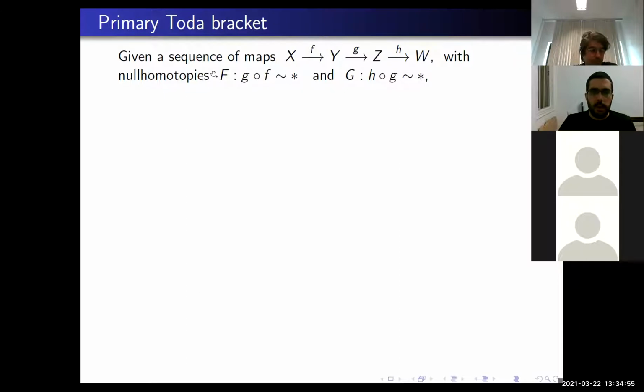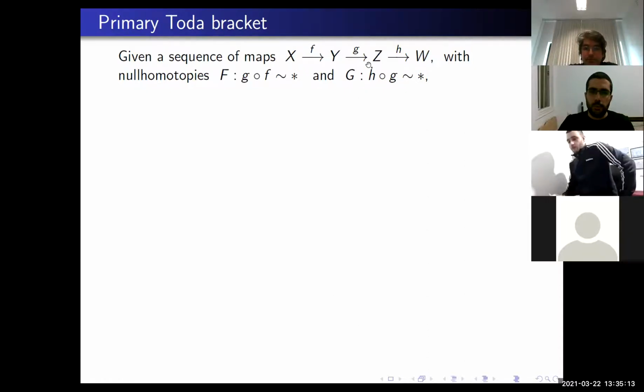Okay, if we have a sequence of maps like this, where the composition here, you see the mouse? I want to be sure that you see the mouse. Yes. Yeah, it's okay. Thank you.